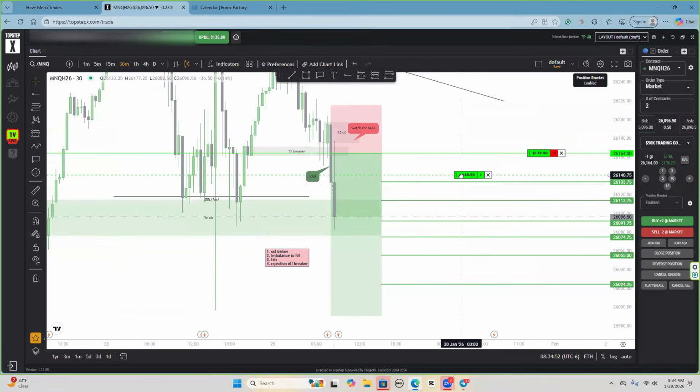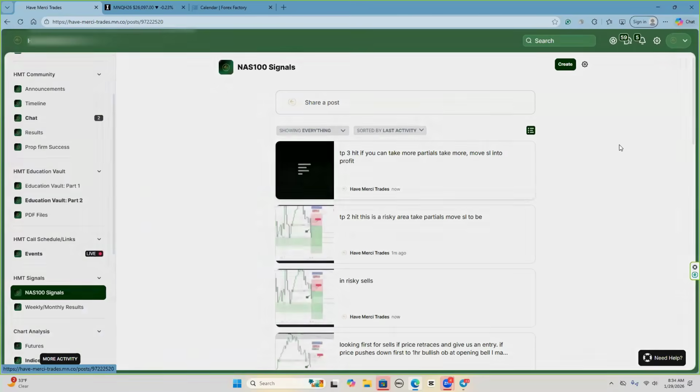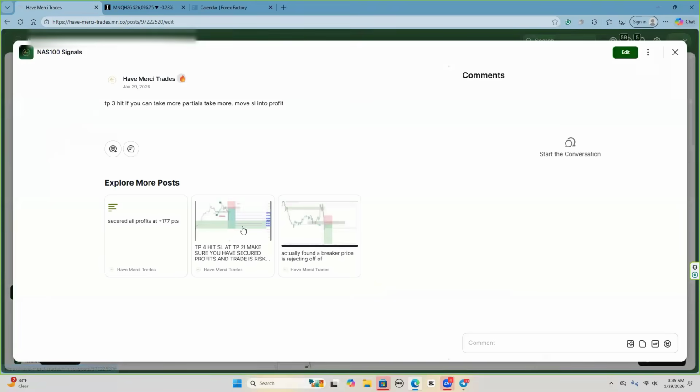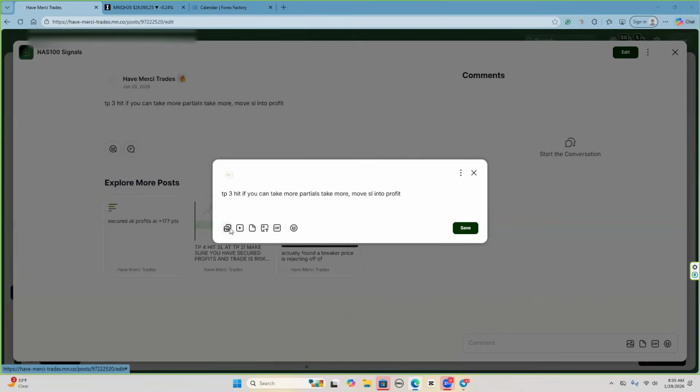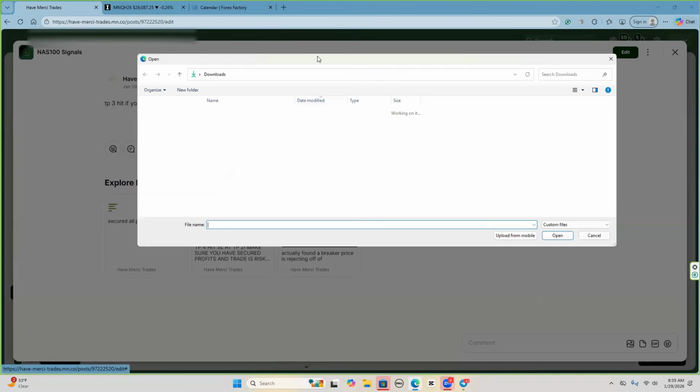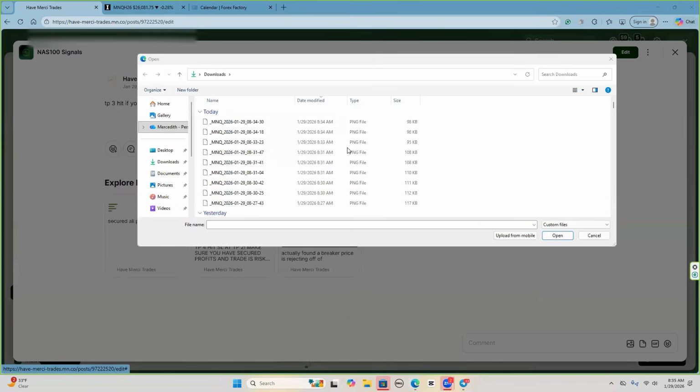All right, so nice, you guys. Stop loss should be in profit. All right, price almost was close to TP4. Everybody should have made money this morning. Do not leave any money on the table, meaning your stop loss should not be at break even anymore.